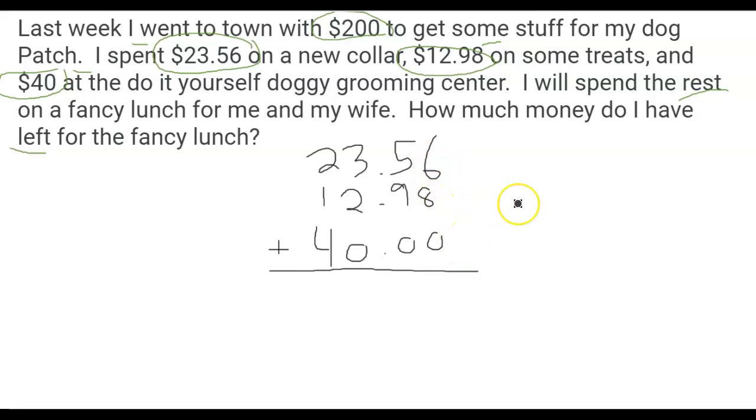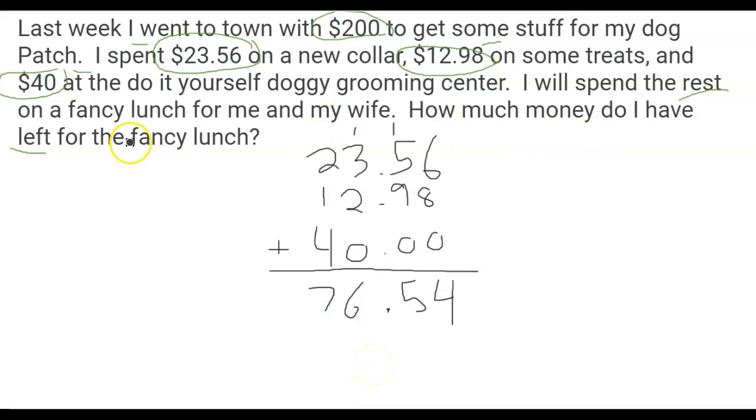So let's see. What's 8 plus 6? 14, right? So 8 plus 6 is 14. Carry the 1. 9 plus 5 is also 14. Plus 1 is 15. Carry the 1 again. I'm going to bring down that decimal point, right? Notice how my decimal points are all lined up. 3 plus 2 is 5. Plus 1 is 6. 4, 5, 6, 7. So altogether, I spent $76.54.